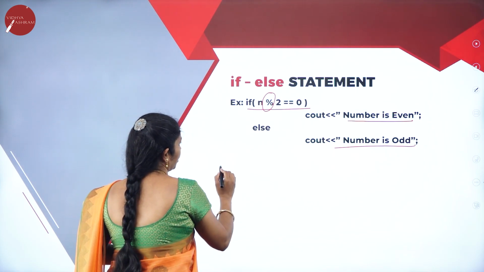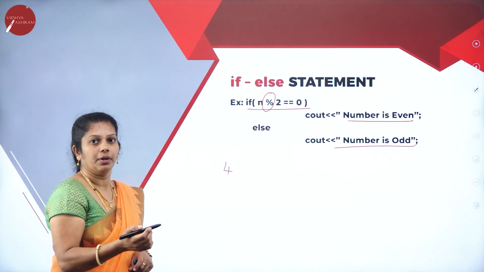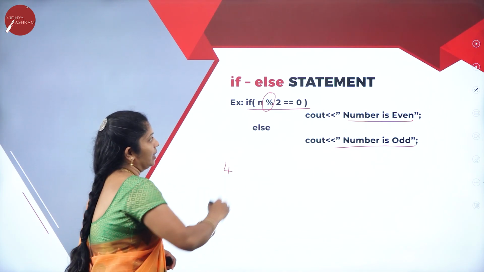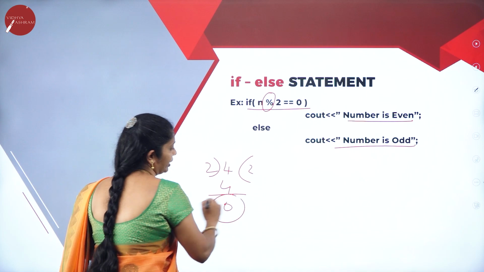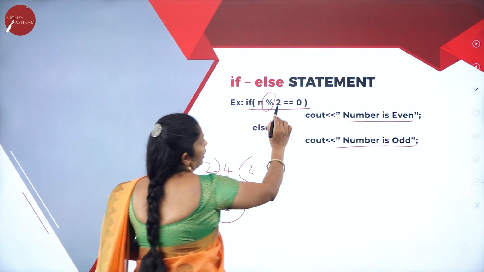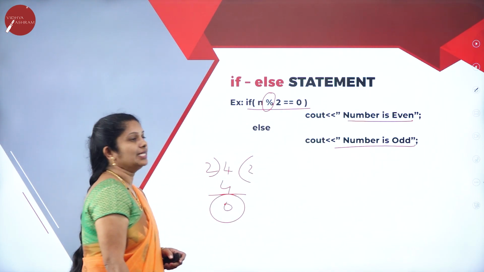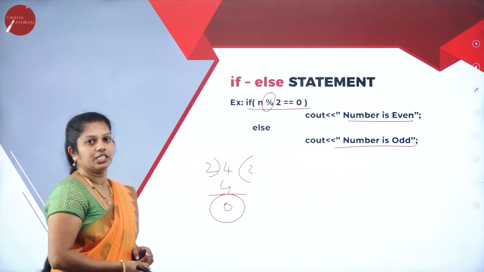For example, I am going to give 4. Is it an even number or odd number? N represents 4. I will divide it by 2. Then 2 2s are 4. Here the remainder I am going to get. If the remainder is equal to 0, then it will display even number. Otherwise, it will display odd number.